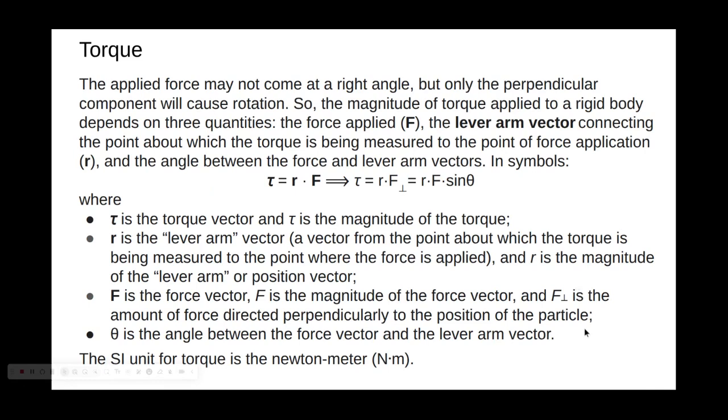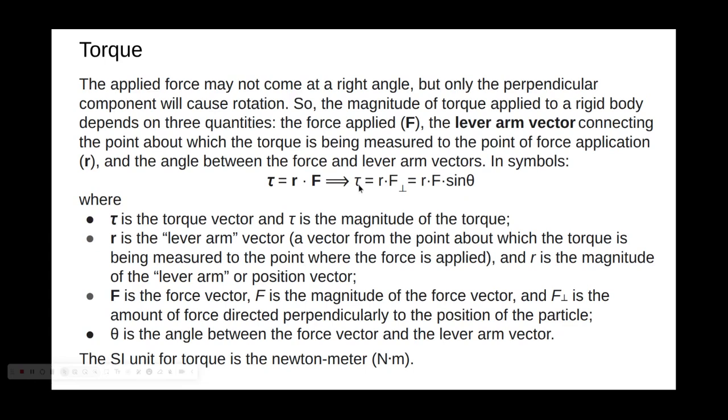So really, the applied force doesn't have to come at a right angle. Only the perpendicular component would cause rotation in that situation. So the magnitude of the torque applied to a rigid body depends on three things: the applied force, the lever arm vector connecting the point about which the torque is being measured, and the angle between the force and the lever arm vectors. So in symbols, we could say the torque vector is equal to the lever arm vector times the force vector.